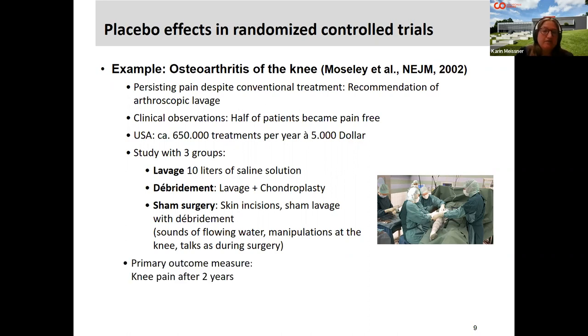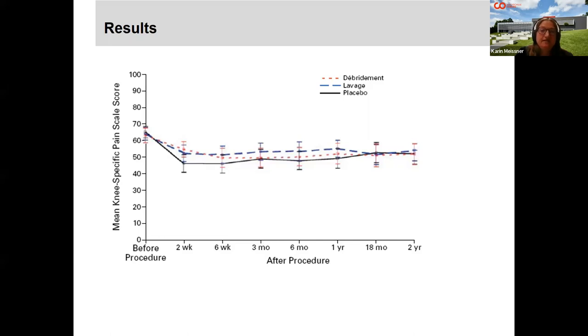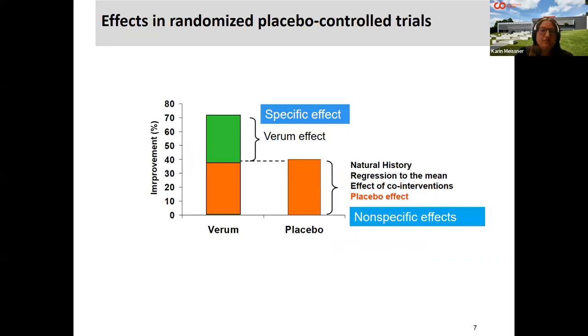And then they looked at the knee pain during 2 years after this intervention in the three treatment groups. And here you can see the results. As you can see, at first glance, after 2 years, there was absolutely no difference between the three groups with regard to knee pain. So no specific effect of the surgical intervention at all. This was published in a very high-ranked medical journal, and there was a lot of skepticism about this result because none of the surgeons and orthopedists wanted to believe it.